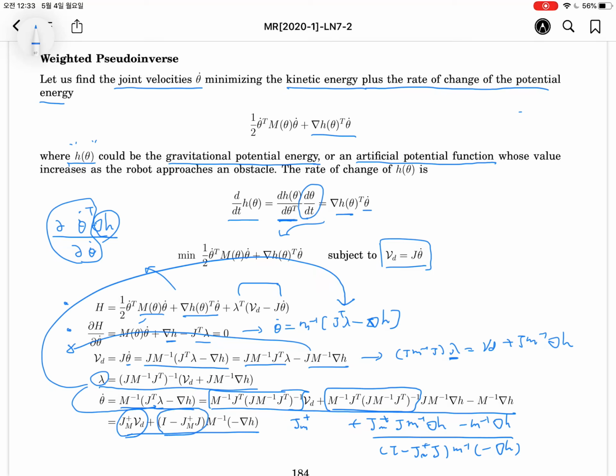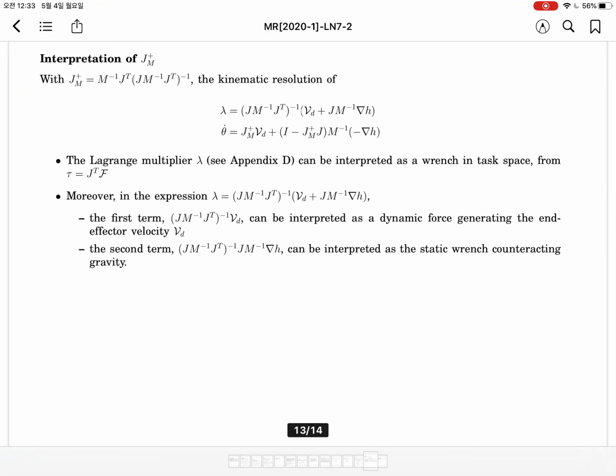It is spanned on the range space of the inverse. But how about this term? This is orthogonal to it. So it spans in the null space of J, minimizing these terms.